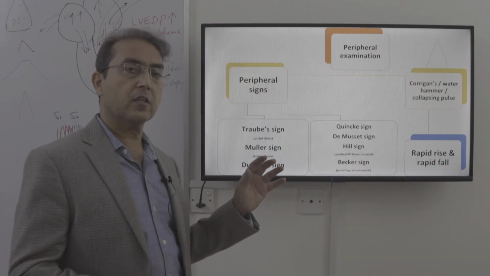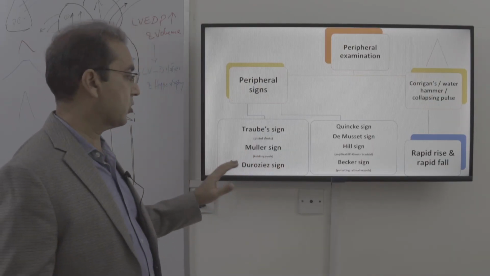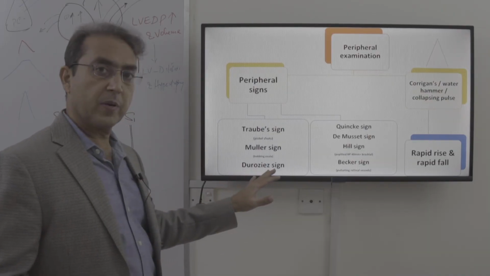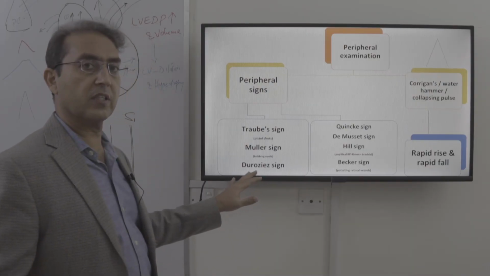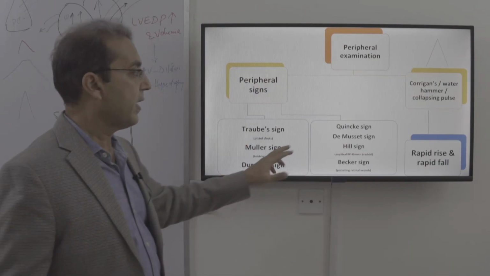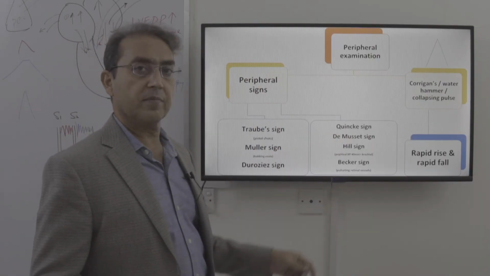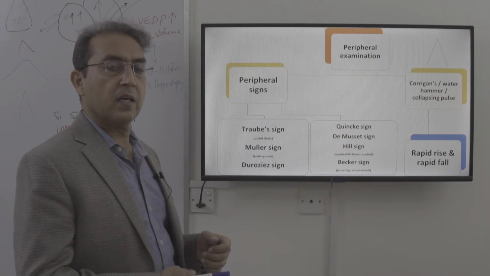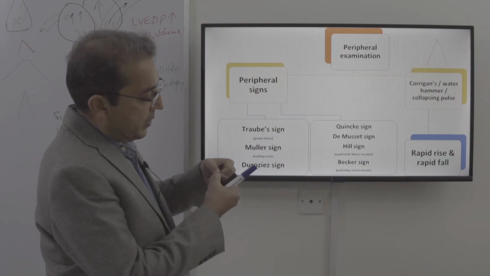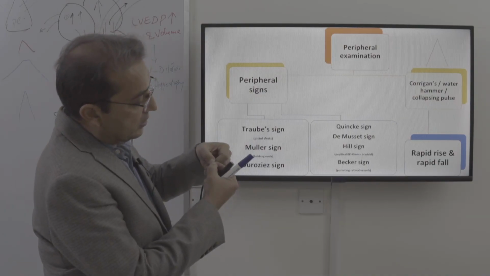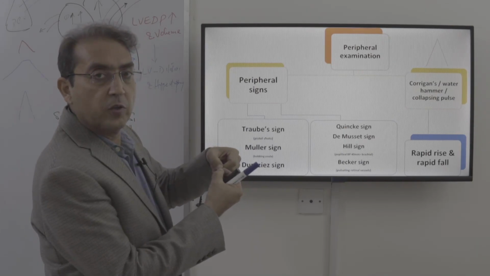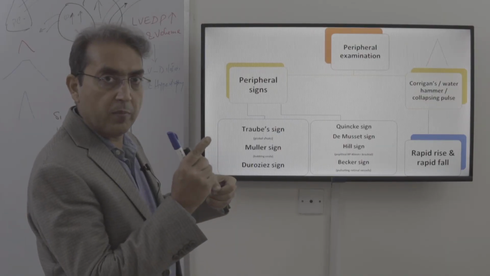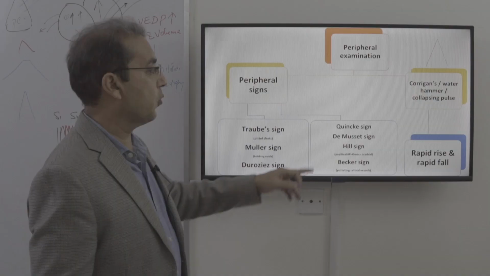Although this is not seen in a large number of patients, when this diastolic Duroziez murmur is present at the femoral artery, this is a very strong suggestive sign that the patient has aortic regurgitation. Then you've got Quincke's sign, that is capillary pulsations. When you press the nail slightly, you can see a pink border of the capillaries, and you can see this pink border moving like this. So this is called Quincke's sign.